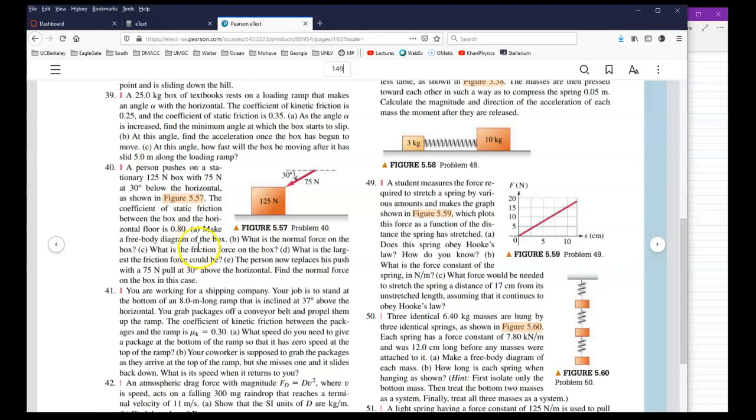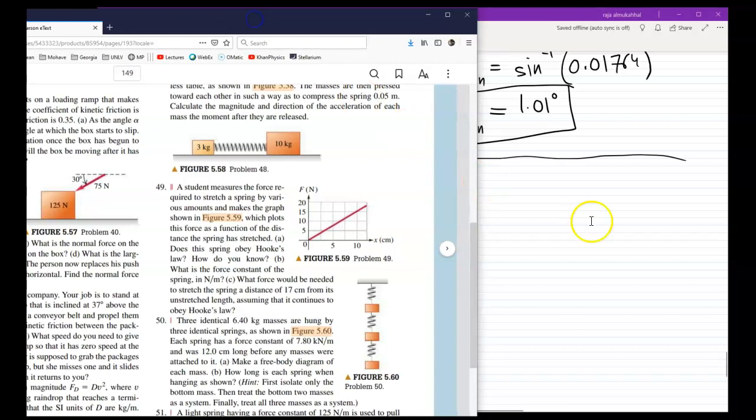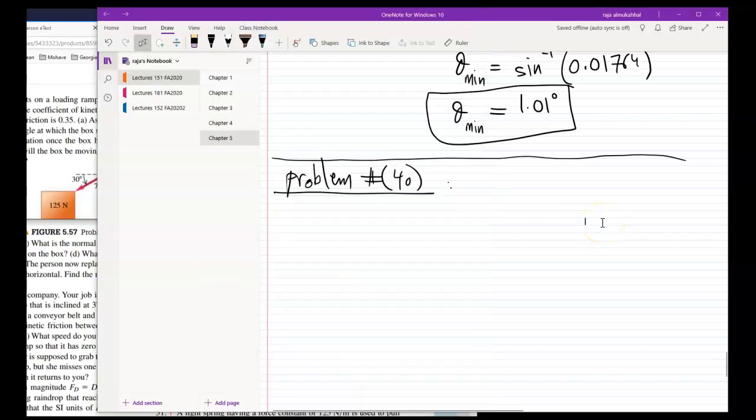Make a free body diagram. Okay, we'll do that in a sec. What's the normal force on the box? What's the friction force on the box? What is the largest friction force could be? The person now replaces his push with a 75 Newton pull at 30 degrees above the horizontal. Find the normal force on the box. Okay? All right. Let's see how we do this. Since it's the last problem, I can drag it here. There we go. Okay, so what I have in here, guys, is this. Here is the box right there.